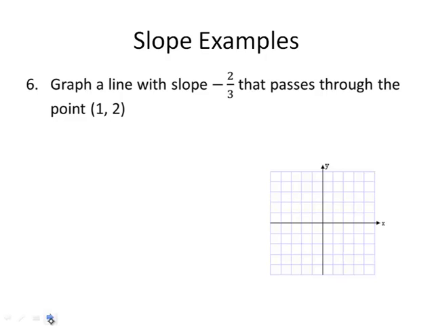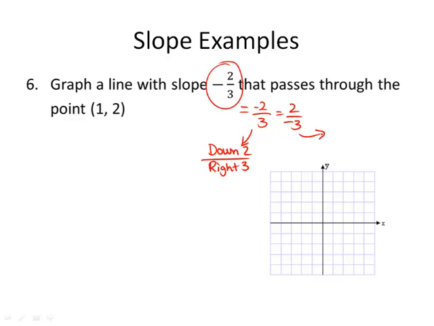Let's take a look at an example where we have to read the slope based on what it's telling us. So in this example, they tell us the slope is -2/3, which could be either -2 over 3 or 2 over -3. Both are considered exactly the same as long as you don't make them both negatives. And this one could be read as down 2, right 3. This one could be read as up 2, left 3.